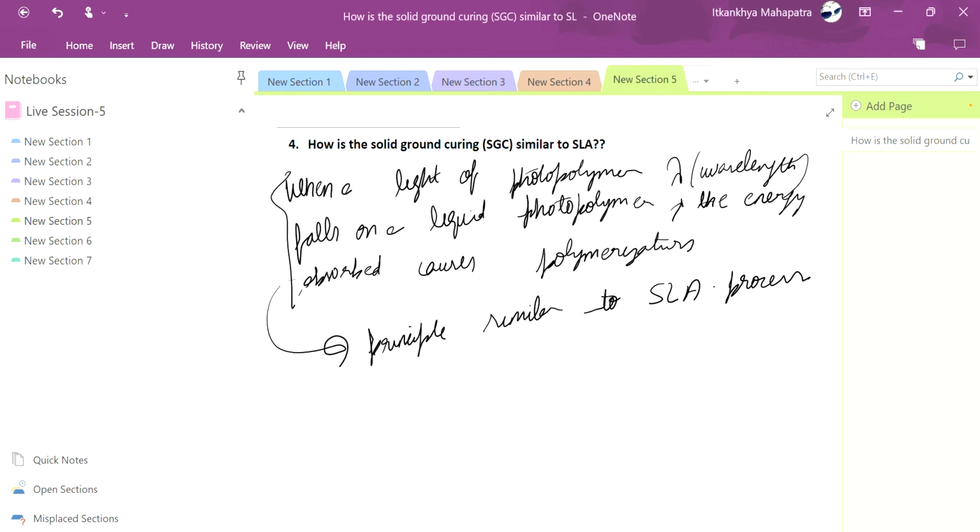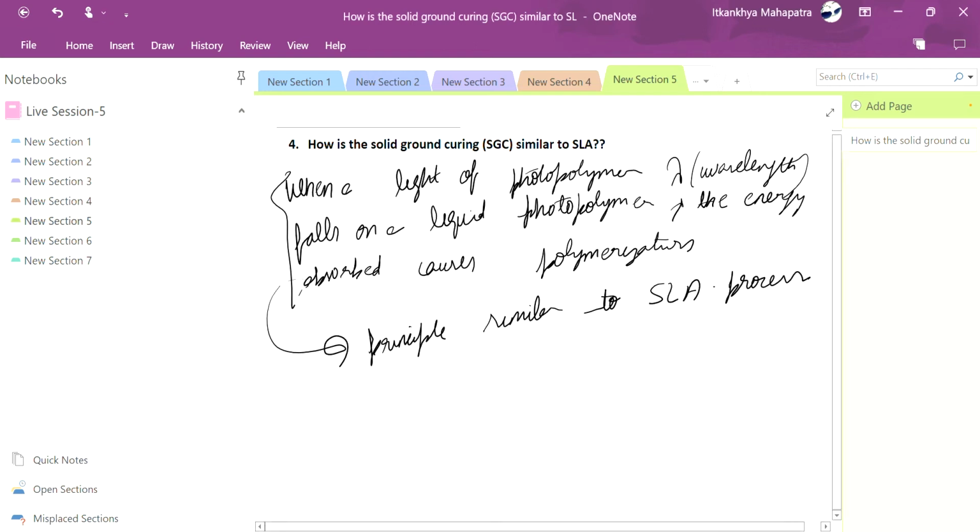So this SGC is completely similar with respect to SLA, and there are various steps involved, like creation of photomask, resin recoating, photomask placed, UV lamp is then turned on, removal of uncured liquid, wax recoating, face milling, and final curing by UV lamp. These are the entire processes involved in SGC. And the major limitation of SGC is it creates a lot of waste of wax. That is why sometimes it is not preferred.